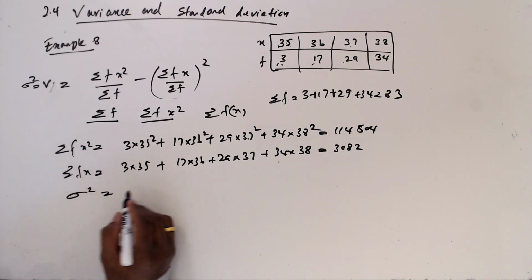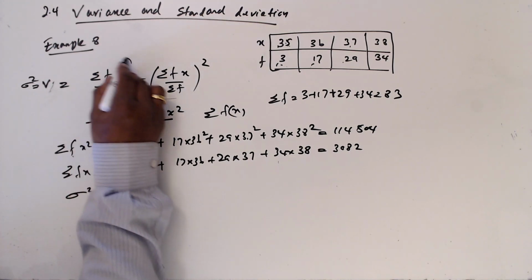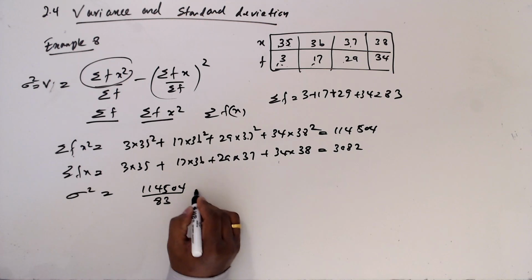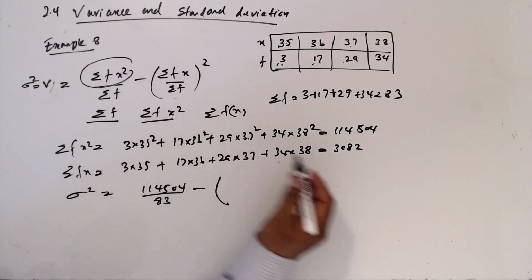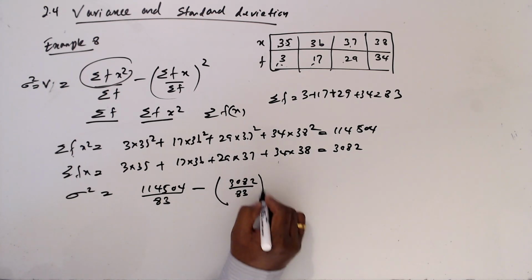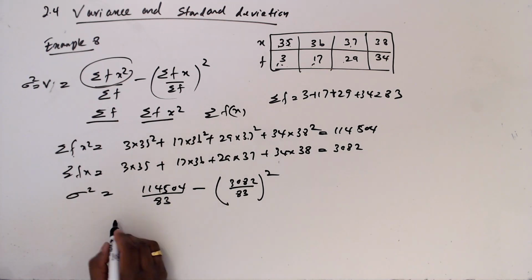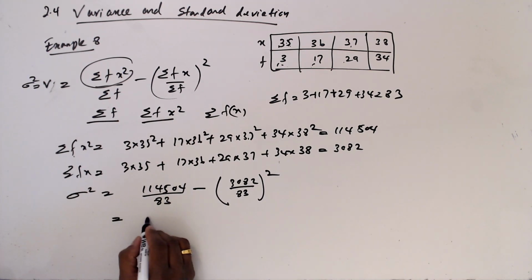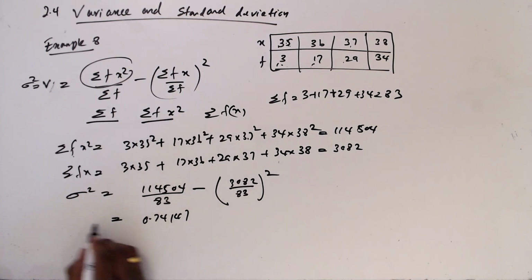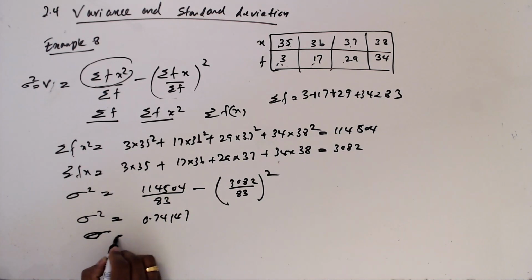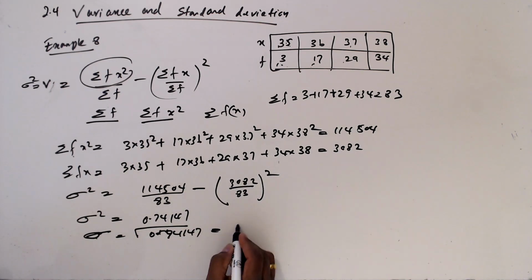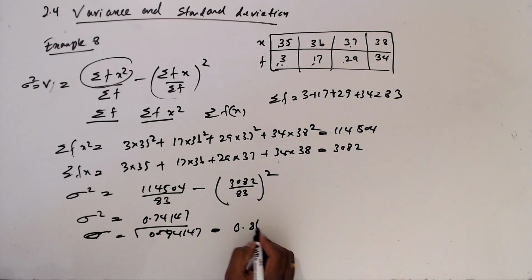Sigma square or variance is this one. Summation fx square means 114,504 divided by 83, minus, then bracket, this is 3082 over 83, this is the mean basically, square, and you will get the answer as 0.741 47. Then this is sigma square. Sigma is the square root, 0.774147, that is 0.861.